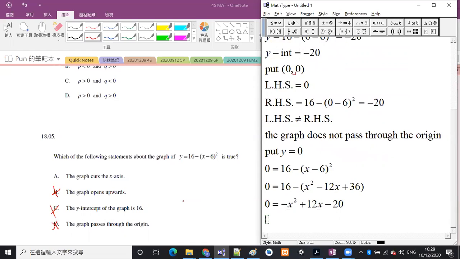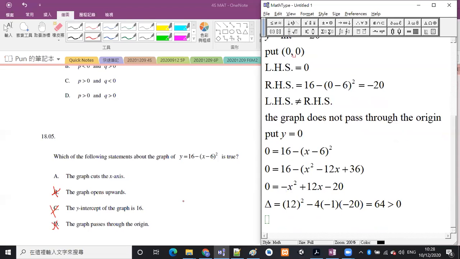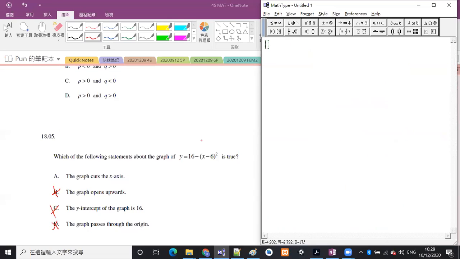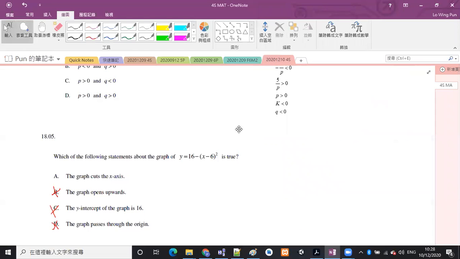Okay, and then this is a quadratic equation, and you just consider the delta. Okay, delta is equal to b squared minus 4ac, which is equal to 64, which is larger than 0, which means that there are two x-intercepts. Okay, which means that option A should be correct. Okay, so that is correct. That's question number 18.